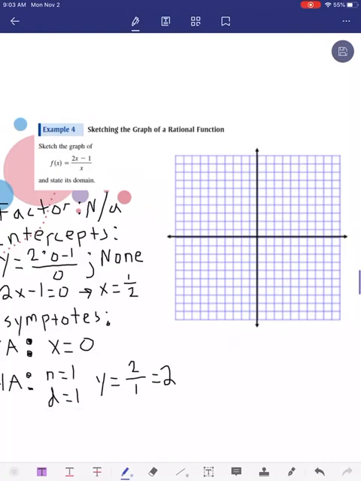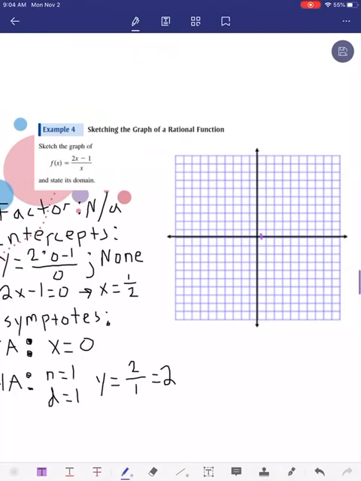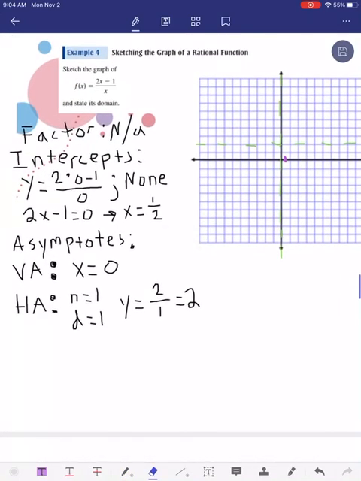So we don't have any y-intercepts. Our x-intercept is going to be at 1/2. We have a vertical asymptote at x equals 0. And a horizontal asymptote at y equals 2. Now, our last step, remember, is to make a table. So I'm going to go ahead and put my table over here so I have a little bit more room.